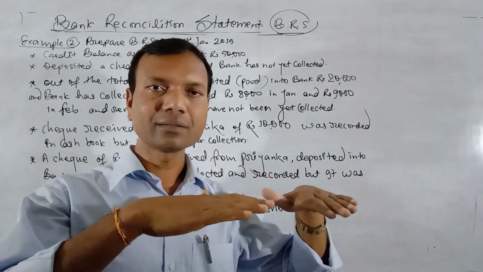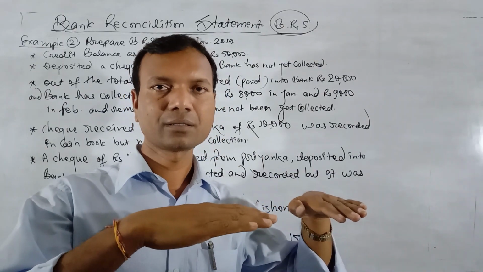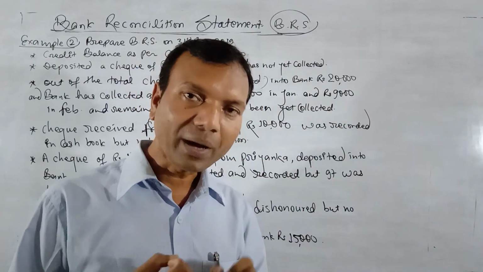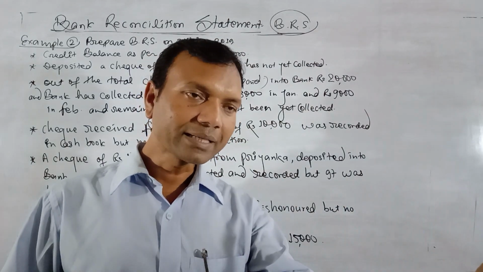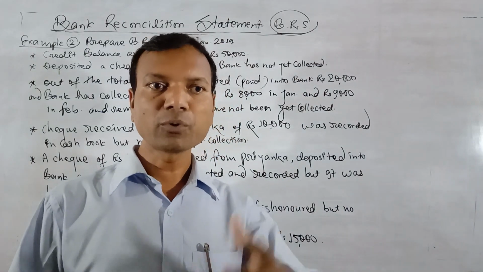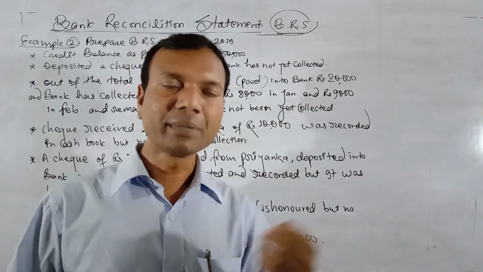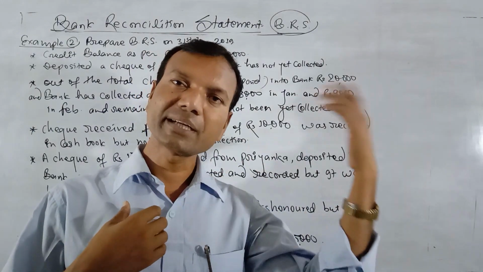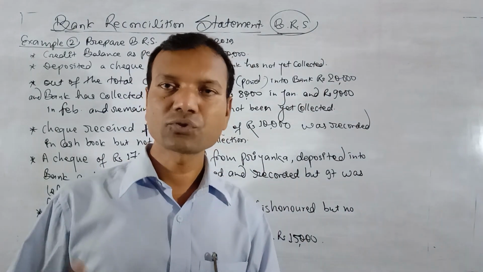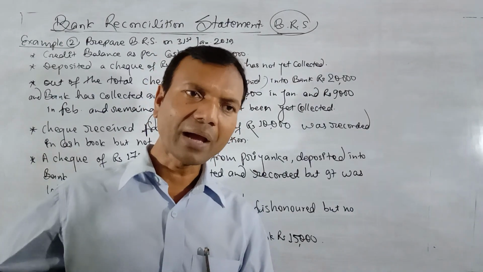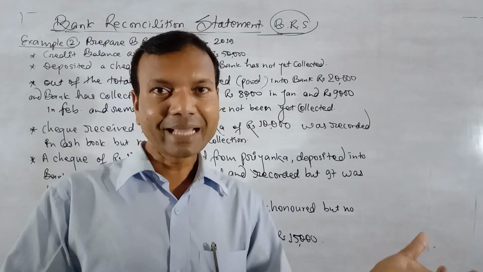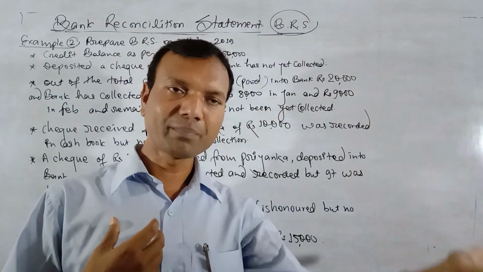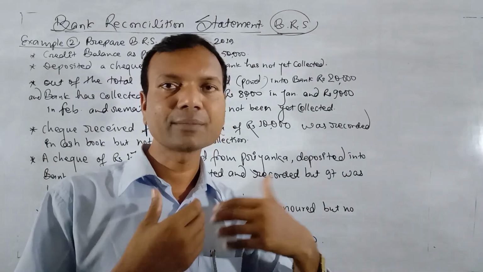Whenever we deposit a check into the bank, why do we deposit it? Whenever we receive a check from our party. Suppose we have sold goods on credit to Mr. Ram, then he will give us a check, and that check will be deposited into the bank. We have sold goods to Hari, to Sita, to different parties, they have given checks to us, and these checks are all deposited into the bank.